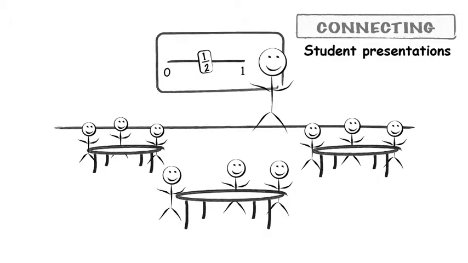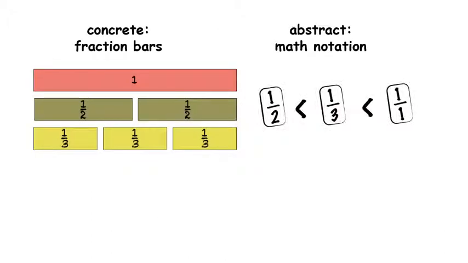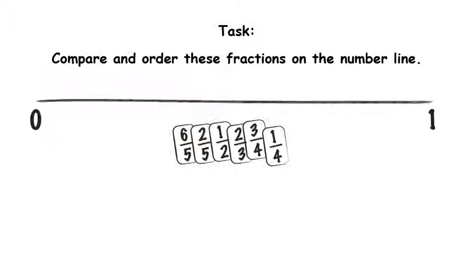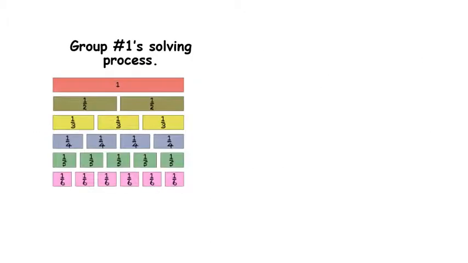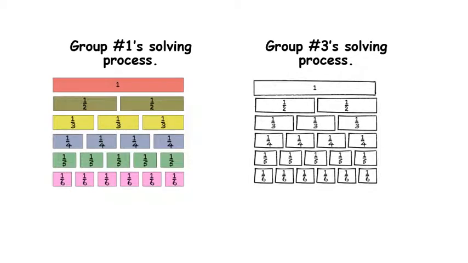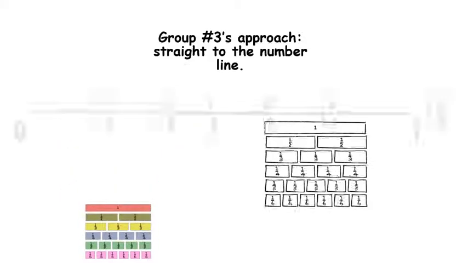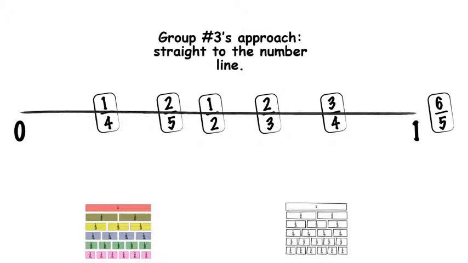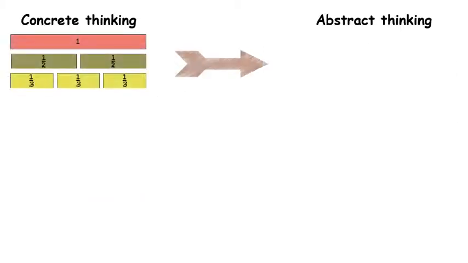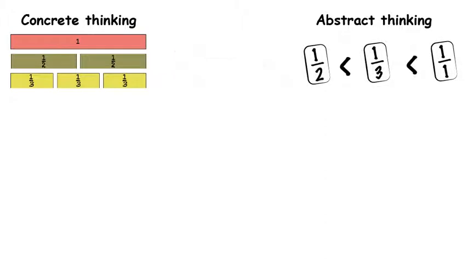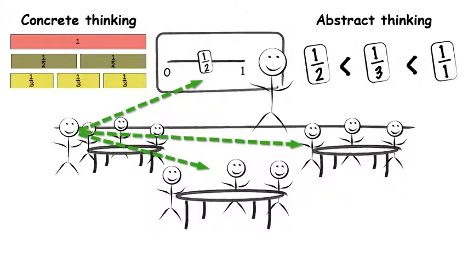You can also use a connecting phase to show students how to move from concrete to more abstract representations. In the case of comparing and ordering fractions, you might start with a group who relied heavily on fraction bars, move to a group who drew their own fraction bars, then move to a group that just immediately dove into the number line and is able to talk about it. In that way, you're not just moving from concrete to abstract, but you're also helping students who think more concretely see more of the abstract thinking that's going on in the classroom.